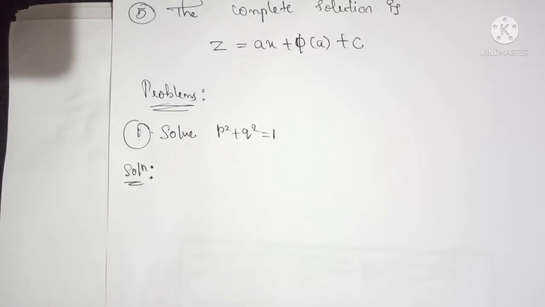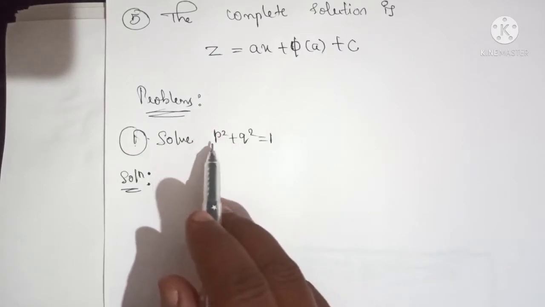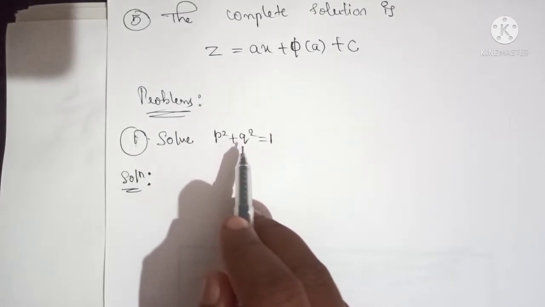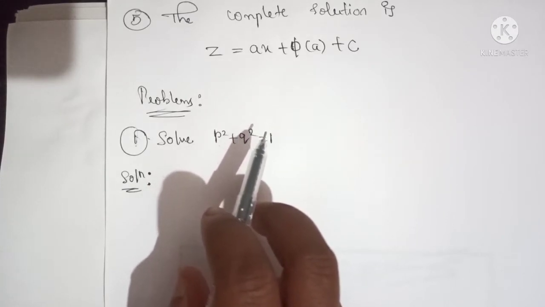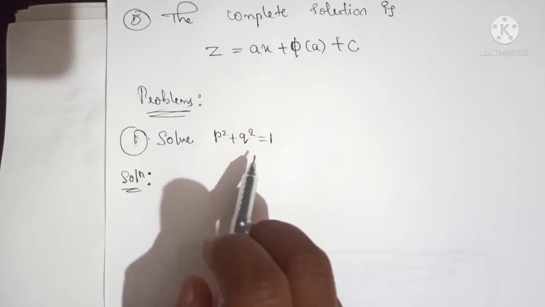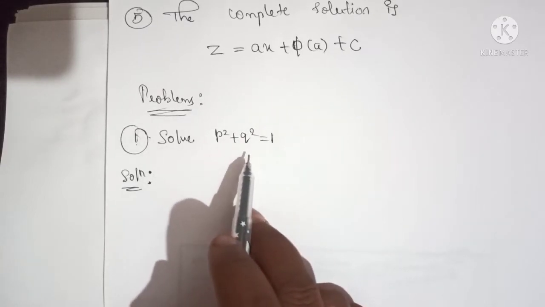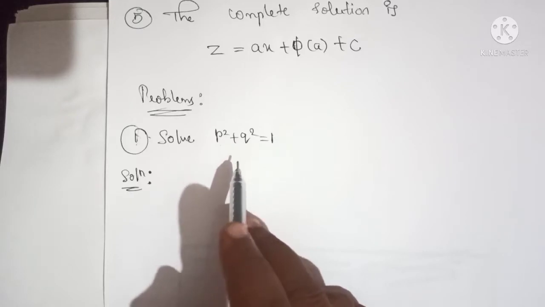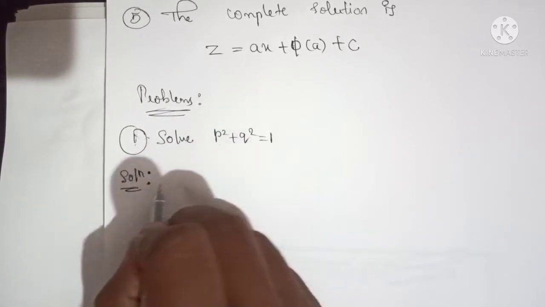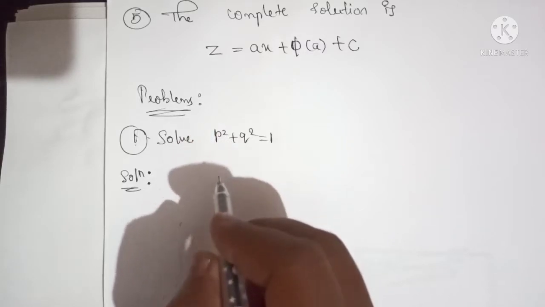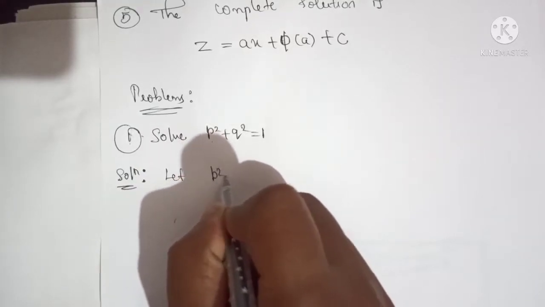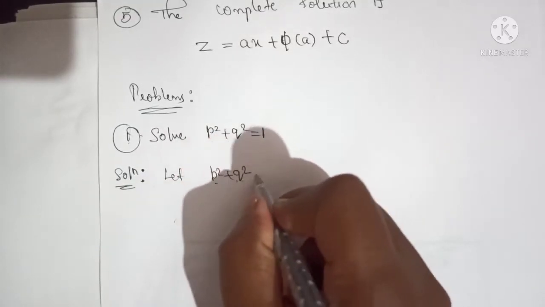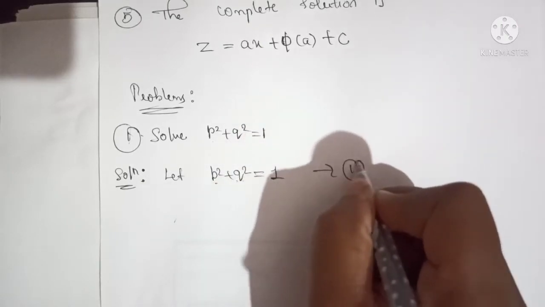Solve p square plus q square equals 1. Solution. You can observe that this equation contains only P terms and Q terms of degree 2. If it contains degree other than 1, definitely it will be non-linear, and because it contains only P and Q terms, it is of type 1. Now simply we solve this by replacing P by a and Q by b. First, let us take the given equation, p square plus q square equals 1, as equation 1.